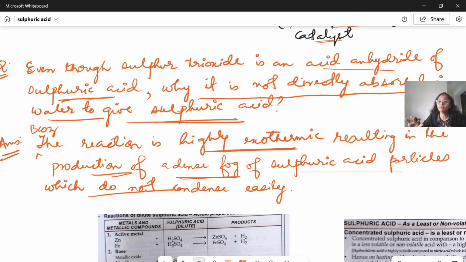So that's all we have covered in contact process. There's nothing beyond this in contact process. So I hope the contact process of sulfuric acid is crystal clear to you, right?